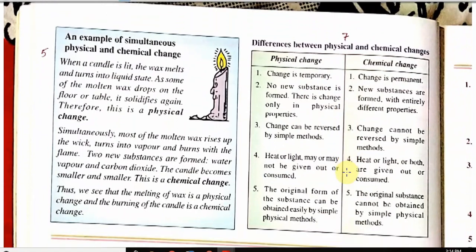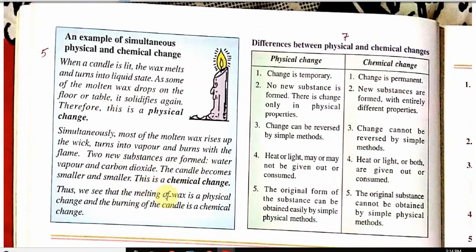Now let us see one change in which chemical and physical changes are both present. Now, when a candle is lit, the wax melts down and turns into liquid state. As some molten wax drops on the floor or table, it solidifies again. So this is a physical change. Now most of the molten wax rises up the wick and burns. It turns into vapor, and new substances are formed, which are water vapor and carbon dioxide, and the candle becomes smaller and smaller. This is a chemical change.